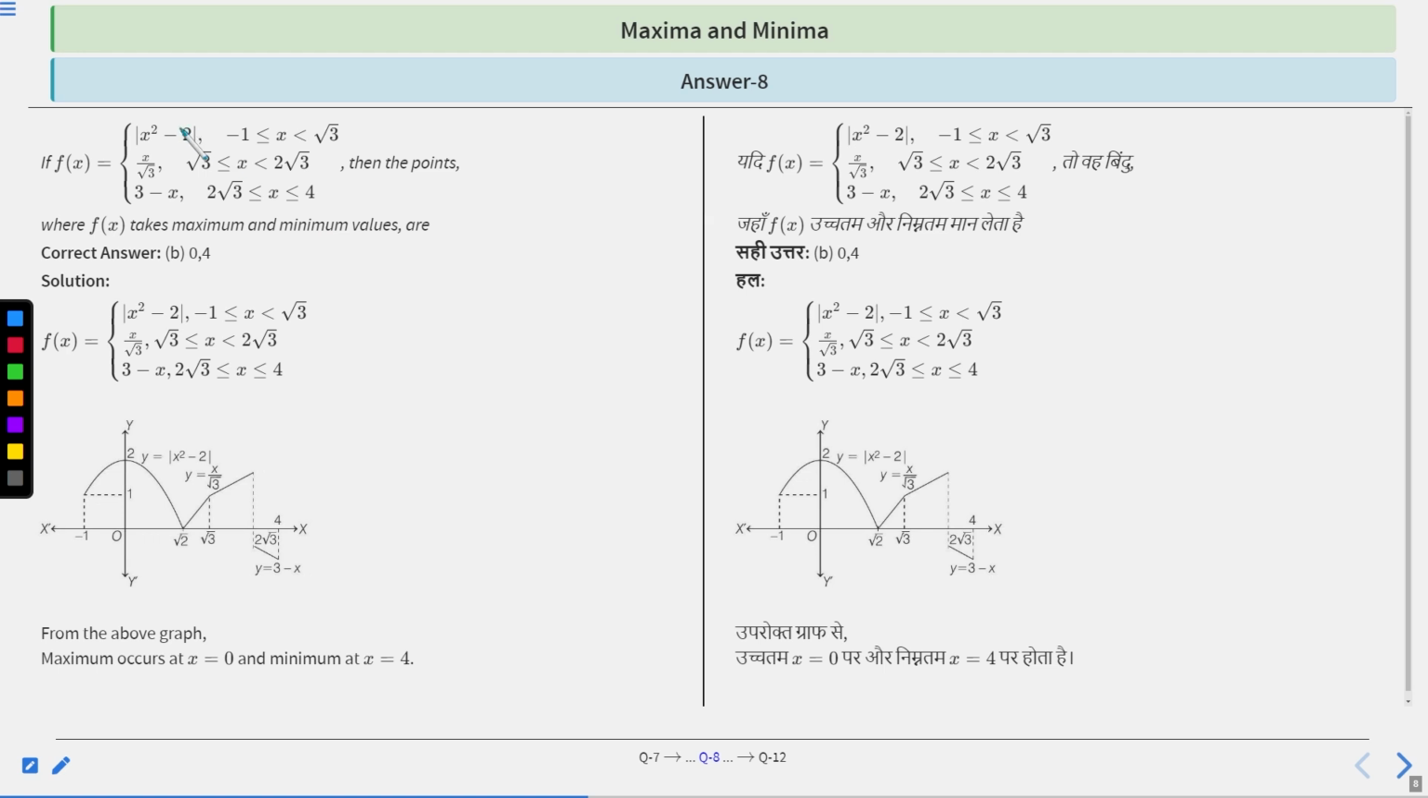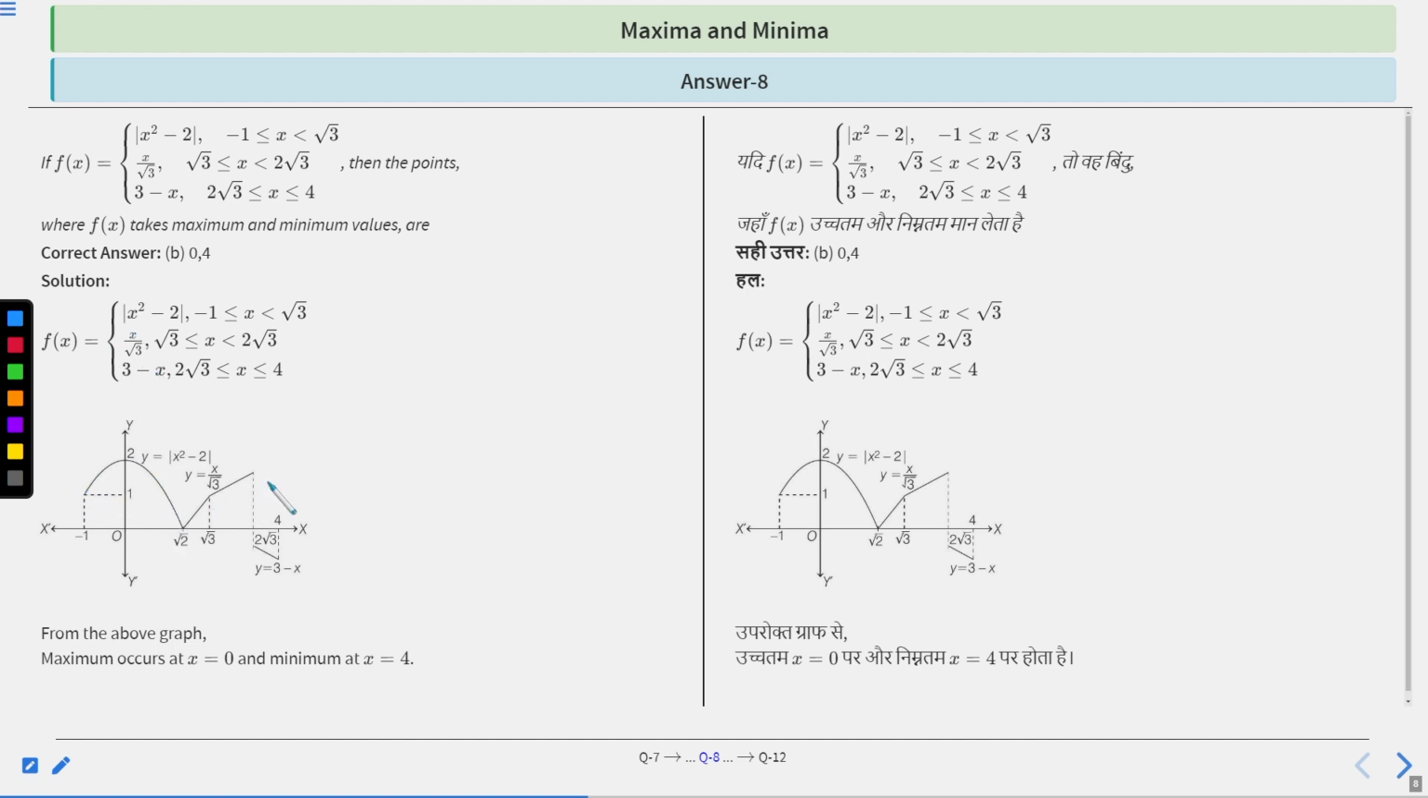Okay, let's move to the solution part. If f(x) is equal to |x² − 2| when x is between −1 to root 3, it is x by root 3 when x is between root 3 to 2 root 3, and it is equal to 3 − x when x is between 2 root 3 to 4. We can find f'(x), but we can easily draw the graph of f(x) also, to find maxima or minima. See, the graph will take very less time, and finding f'(x) and f''(x) will take a little more time, right? So let's draw the graph of f(x), which will be like this.